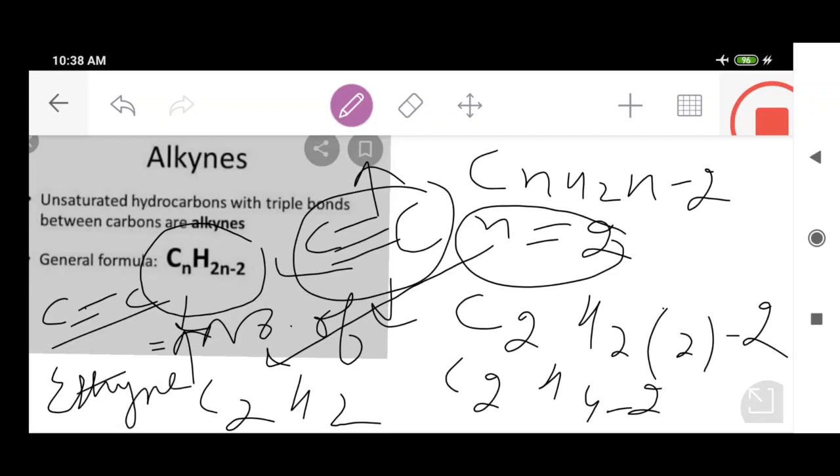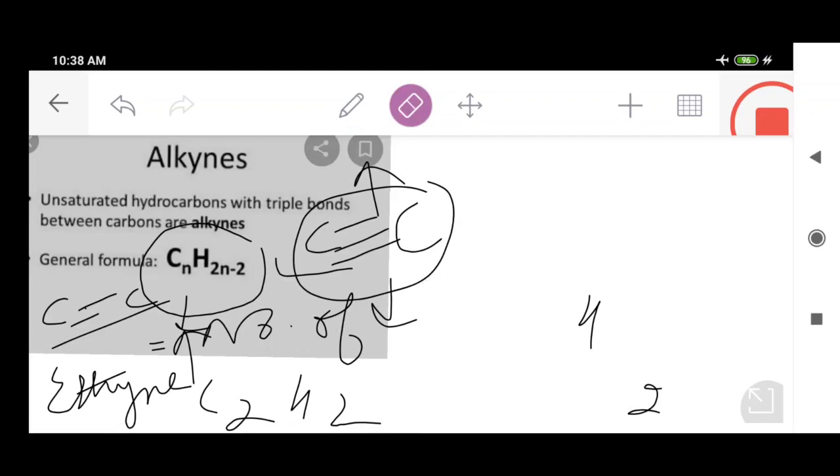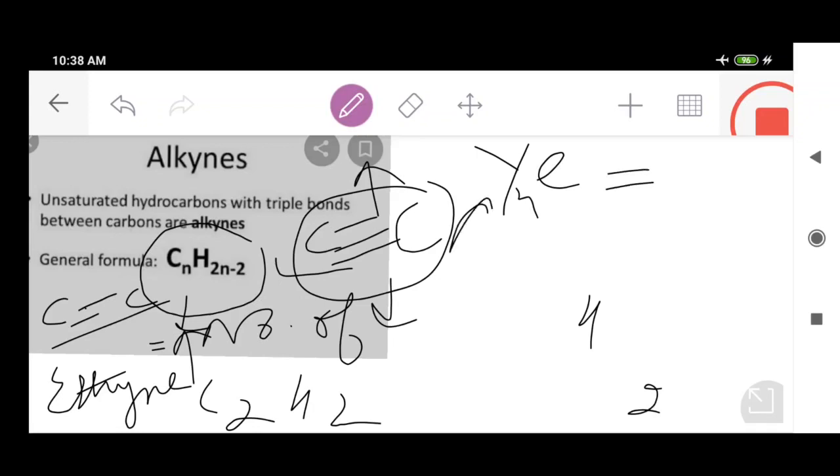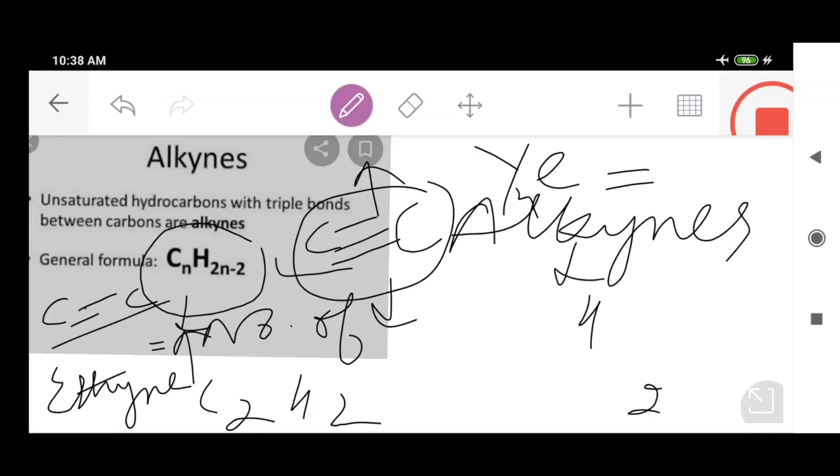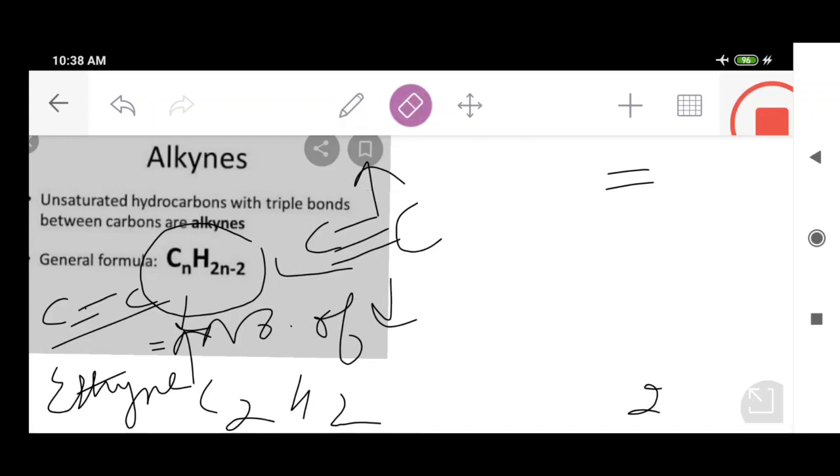Yne is actually the suffix. You people should remember that. This is a very important concept here. Yne, suffix yne, Y-N-E, is a suffix used for alkynes, where there is a carbon-carbon triple bond. That's why I told you people the first member is C2H2.